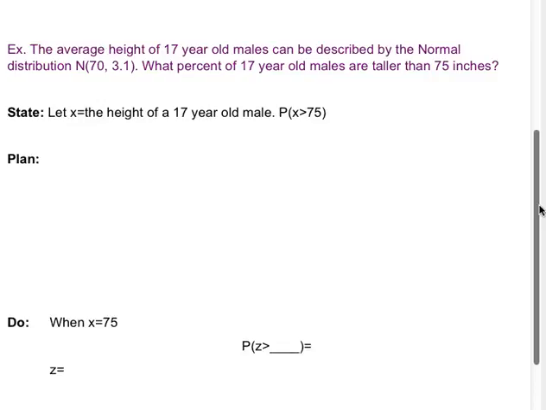Now, in order to do a plan for this, remember a plan is the picture, all right? So our plan is centered at 70, then 1, 2, 3, 1, 2, 3. So here would be 73.1, 76.2. So to be above 75 inches, we're looking at somewhere like this.